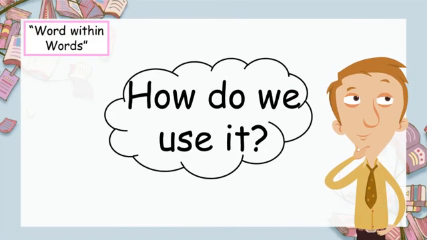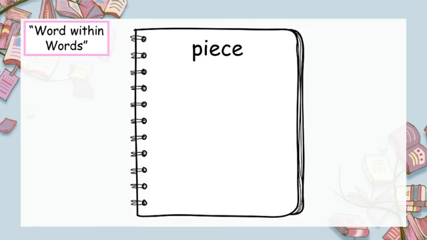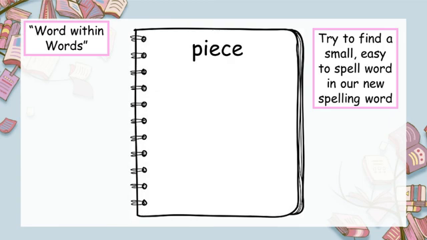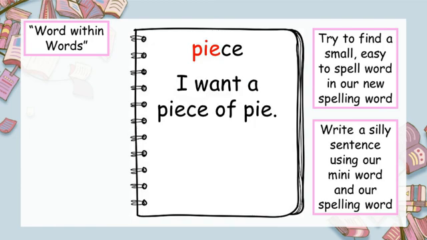So how do we actually use this spelling strategy? Well, let's take a look at a new word and let's go through the steps from the start on how we would use this. Let's say that one of my spelling words for this week is piece, and I just can't remember how to spell it. Well, I'm going to use the words within words strategy to help me remember it. Step 1. Try to find a small, easy to spell word in our new spelling word. So if I look really carefully at this word here, I can see the small word pie, and I already know how to spell that because it's quite an easy one. Next, I'm going to write a silly sentence that uses my mini word and the spelling word I'm trying to learn. So the sentence I came up with was, I want a piece of pie. That's going to help me remember the little word pie is in my spelling word piece.